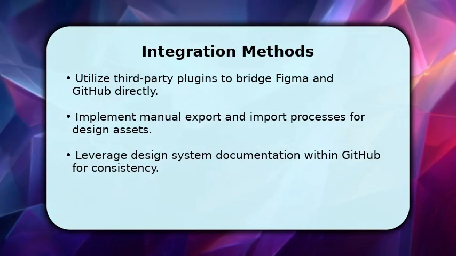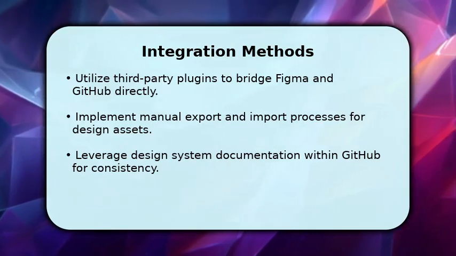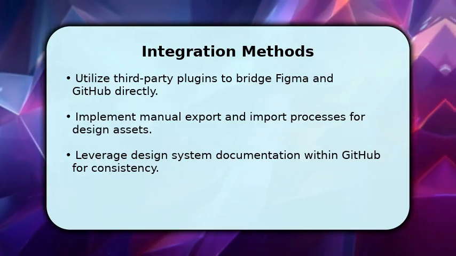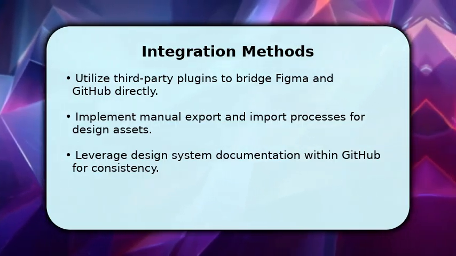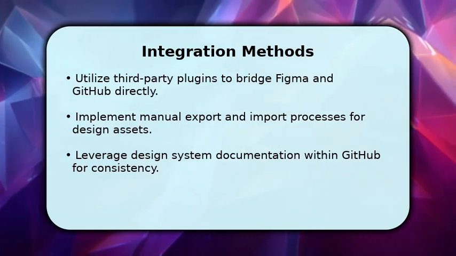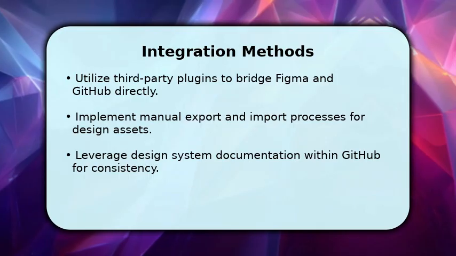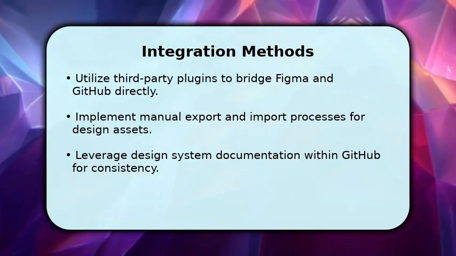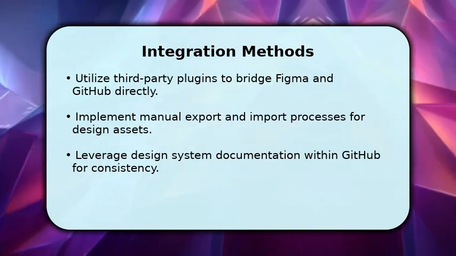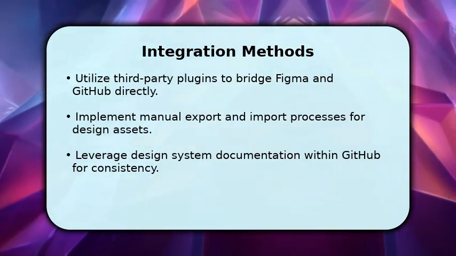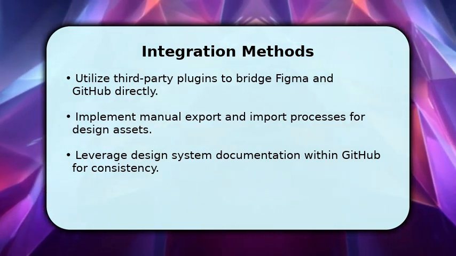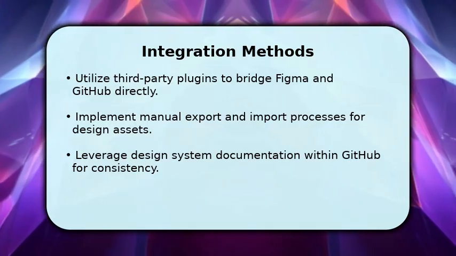There are several effective ways to integrate Figma with GitHub. One popular method involves using specialized third-party plugins that create a direct link, automating asset synchronization. Alternatively, teams can establish a manual process, exporting design assets like SVG or PNG files from Figma and committing them to GitHub. Another powerful approach is to host your design system documentation directly within a GitHub repository, ensuring developers have immediate access to design specifications and components.